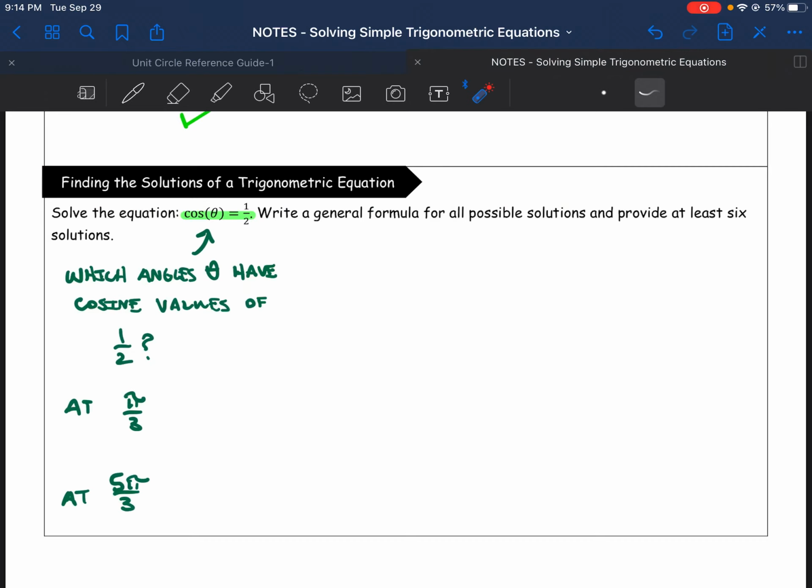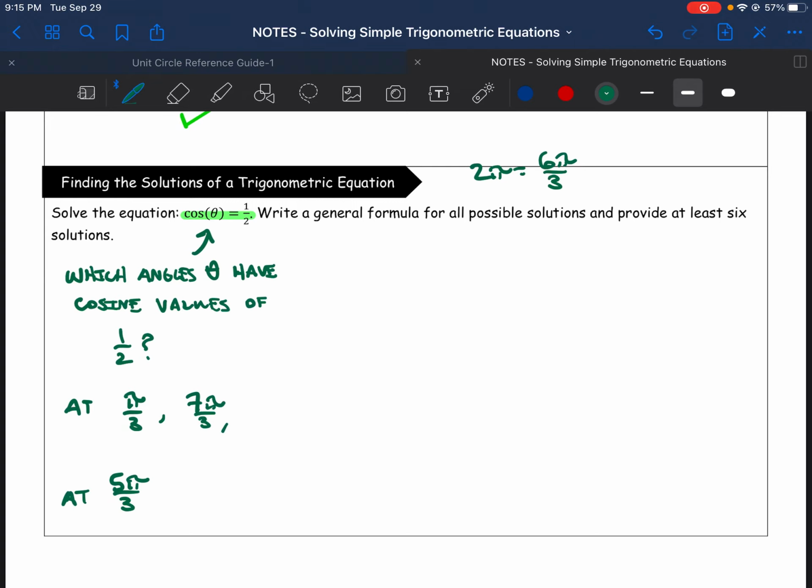So if I added 2 pi to pi over 3, well, pi over 3 plus 2 pi, and let's think about that here. 2 pi, in this case, would be 6 pi over 3. That way we have the common denominators. So if I added 6 pi over 3 to pi over 3, I would get 7 pi over 3.